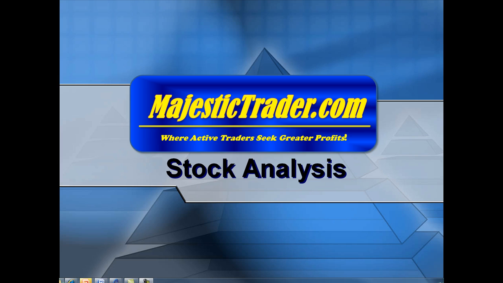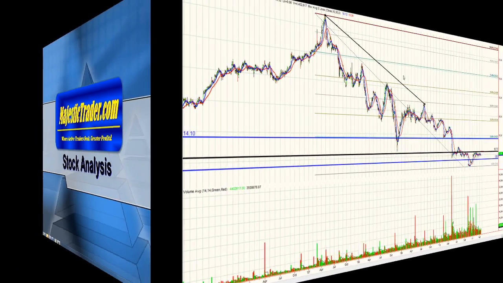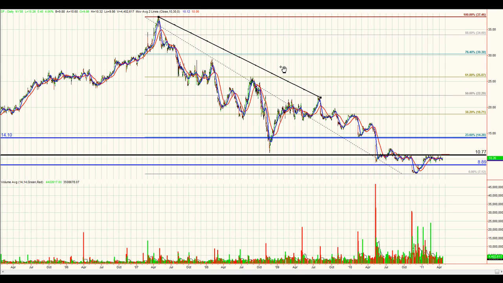So let's begin. We are looking at the daily chart of Dean Foods, symbol DF. The daily chart goes back to 2005 when we put a Fibonacci retracement from the peak of price back in the April-May timeframe of 2007 to the bottom of the stock price action in about the November-December timeframe of 2010.